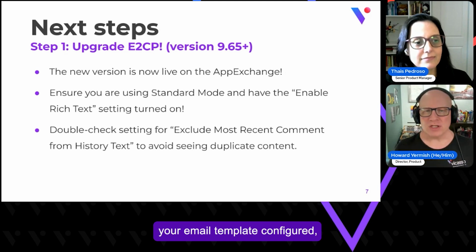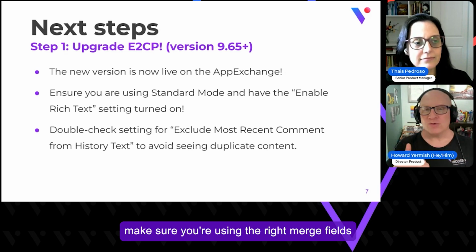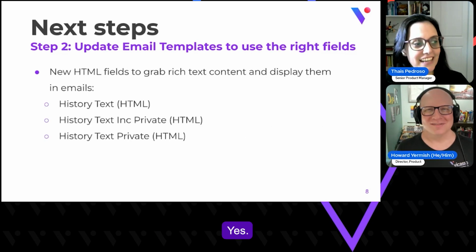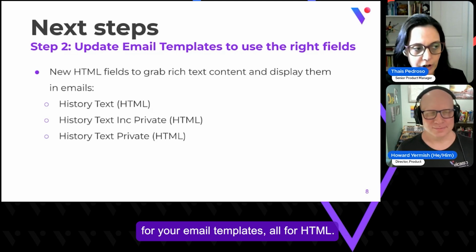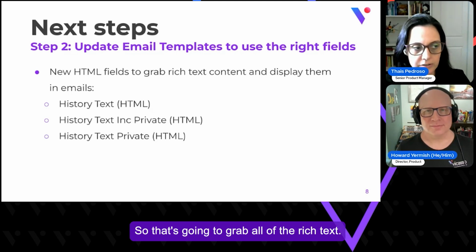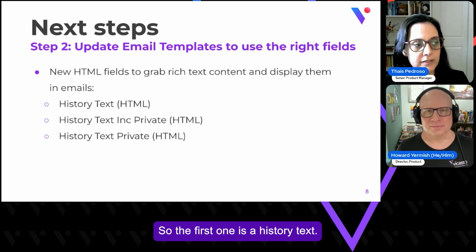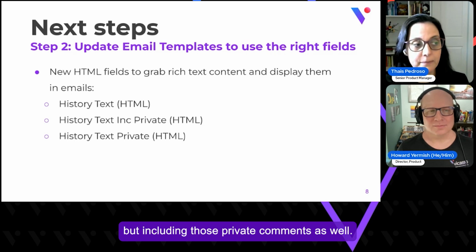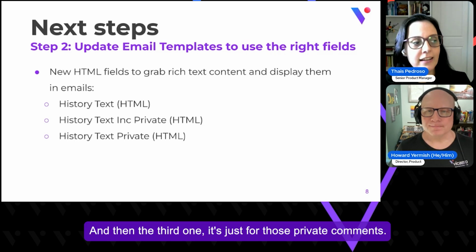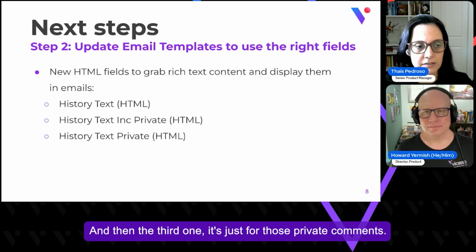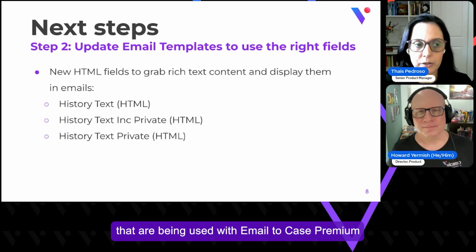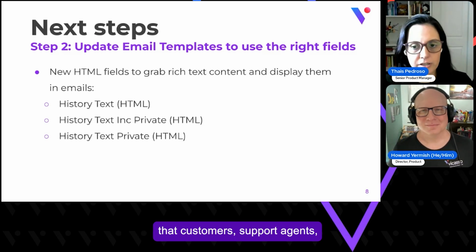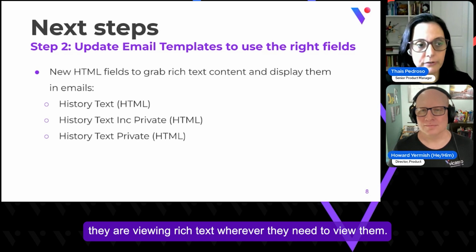So just make sure, however you've got your email template configured, that you're using the right merge fields. Let's talk about those merge fields, because those apparently need to be updated as well. Yes, we now include three new merge fields for your email templates, all for HTML. So that's going to grab all of the rich text. The first one is the history text. That's for your public comments. Then you have your history text with public, but including those private comments as well. And then the third one is just for those private comments. So go through all of your email templates that are being used with Email to Case Premium and update them, just to ensure that customers and support agents are viewing rich text wherever they need to view it.